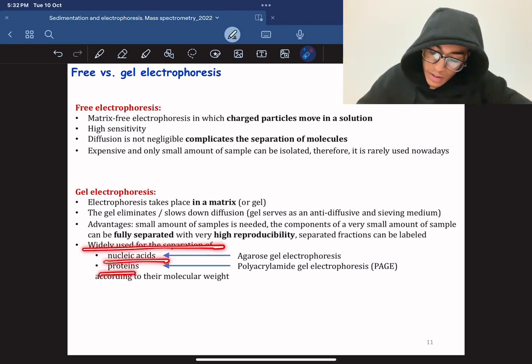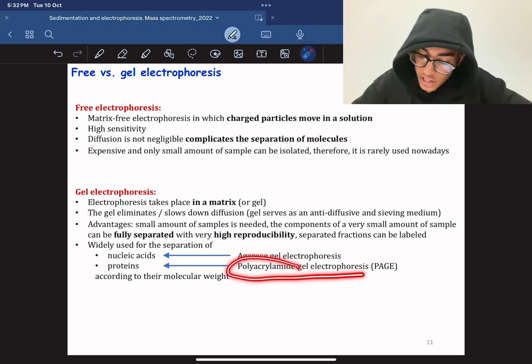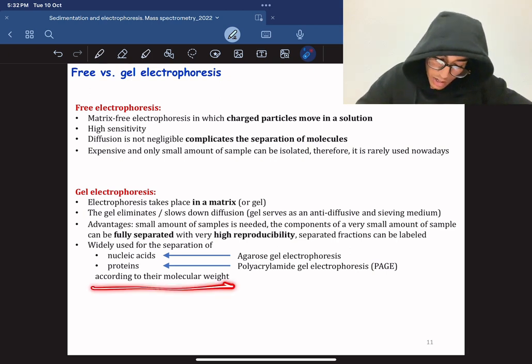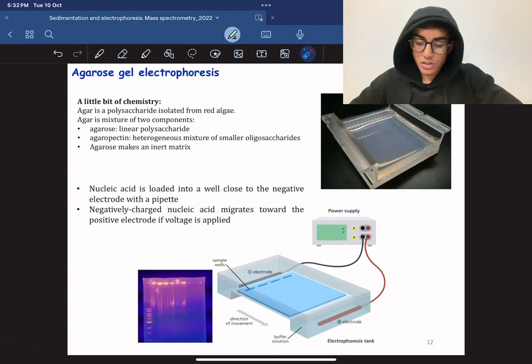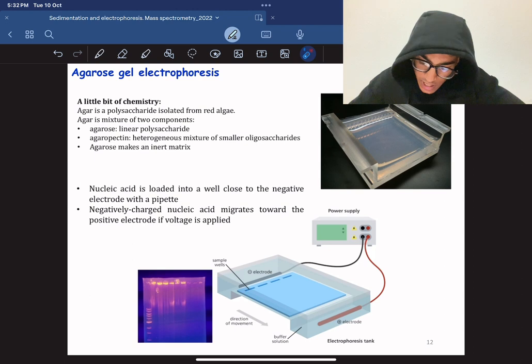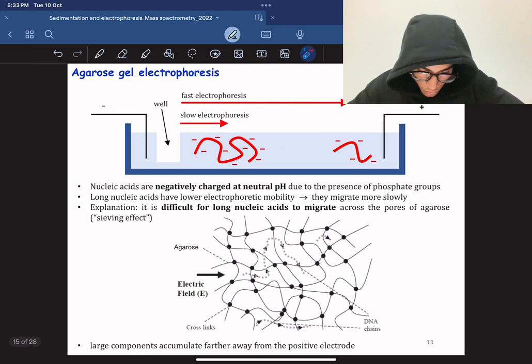Gel electrophoresis is widely used for separation of nucleic acids and proteins. Nucleic acids are done by gel electrophoresis, basically agarose gel, and polyacrylamide gel electrophoresis we will learn later on. Over here we can see it is separation according to molecular weight. Okay, let's move on now. This slide you can go over yourself, explaining what agarose is made out of and how it is loaded. Negatively charged nucleic acids migrate towards a positive charge. We already know that. That's so obvious. So we're going to see this.